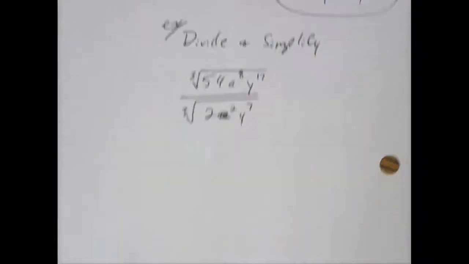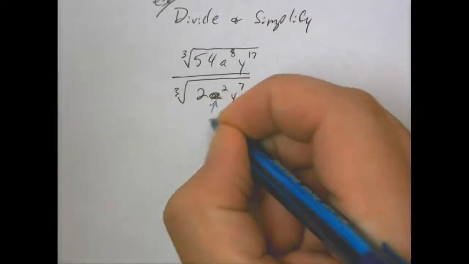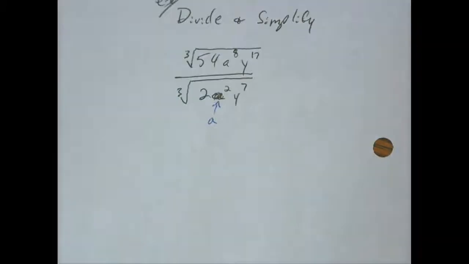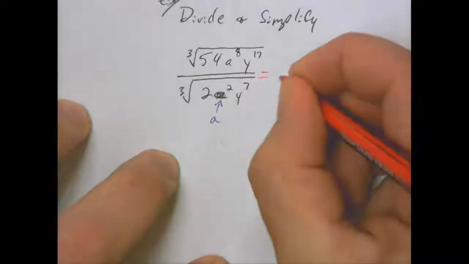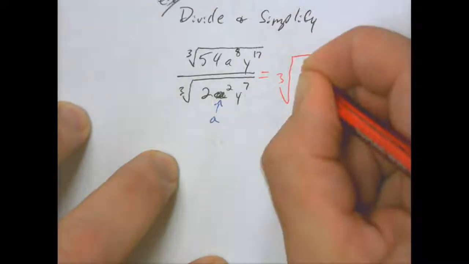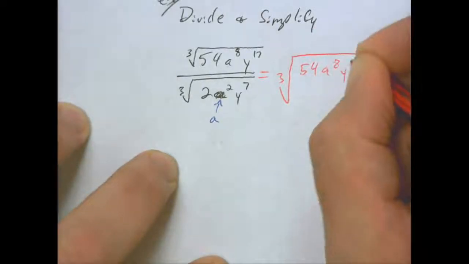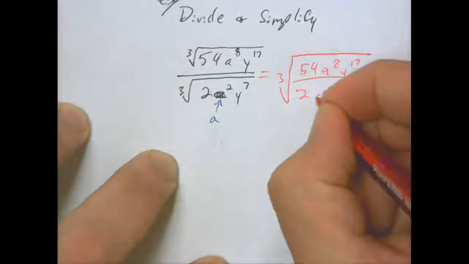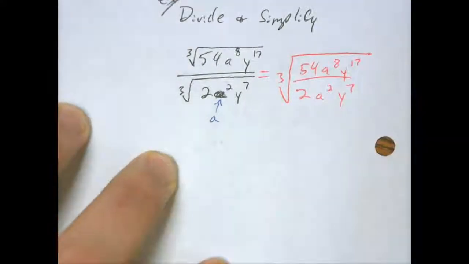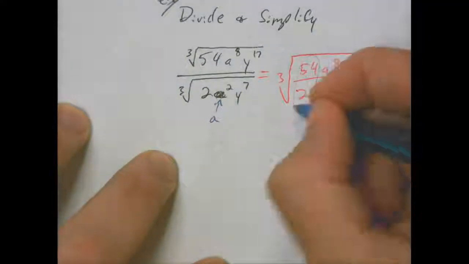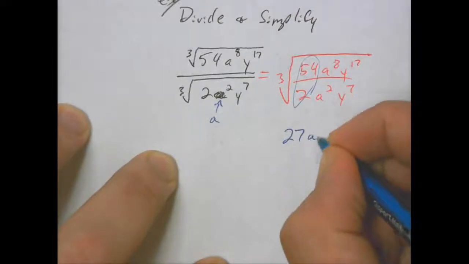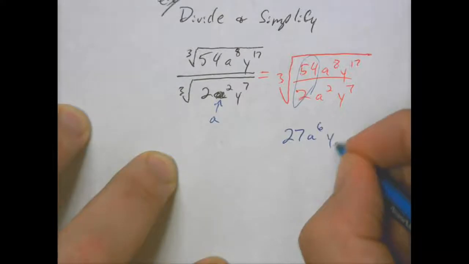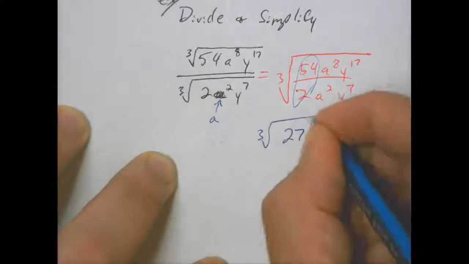All right, looking at another. So we have the cube root of 54, a to the 8th, y to the 17th, divided by the cube root of 2a to the 2nd, y to the 7th. So again, let's rewrite this thing under the same cube root, just to make it easier to divide these things. So we have 54, a to the 8th, y to the 17th, over 2a to the 2nd, y to the 7th. So if I divide these as I see, 54 divided by 2 is 27. A to the 8th divided by a to the 2nd is a to the 6th. 17 minus 7 is y to the 10th. It's still under the cube root.